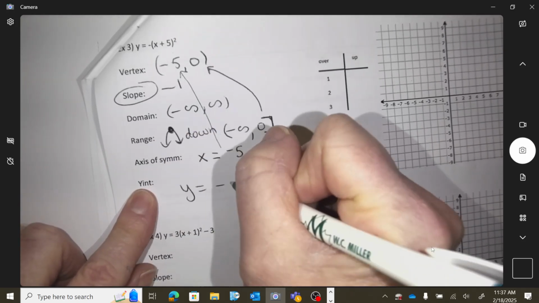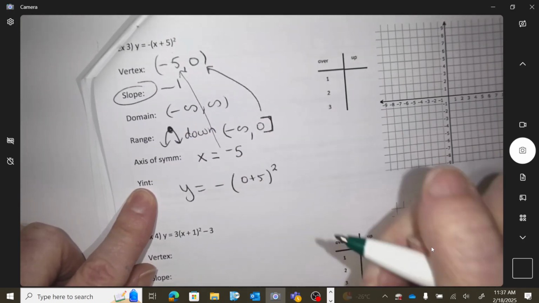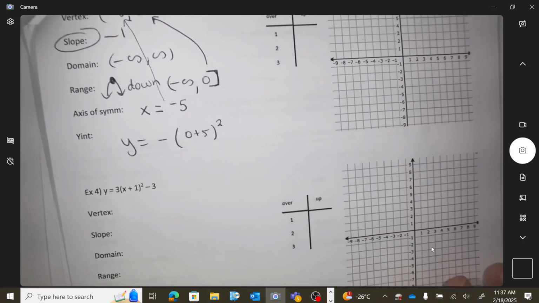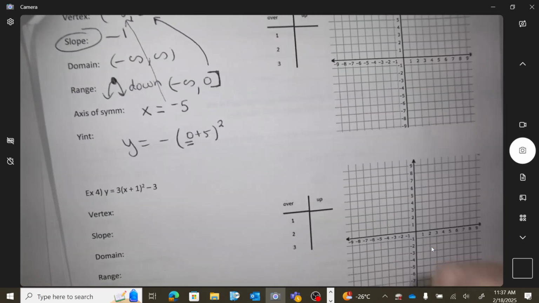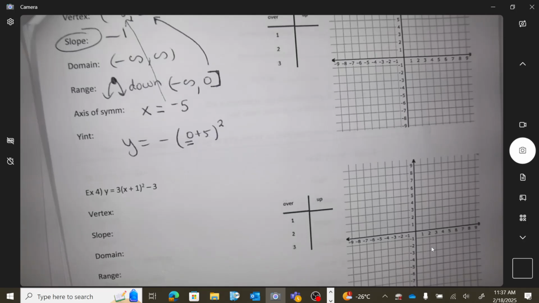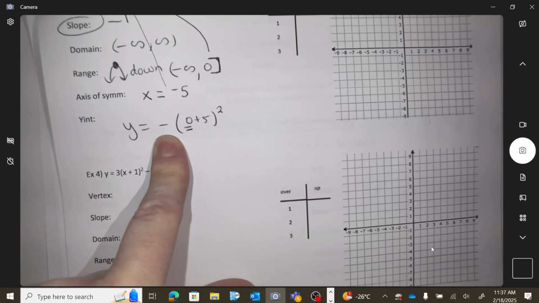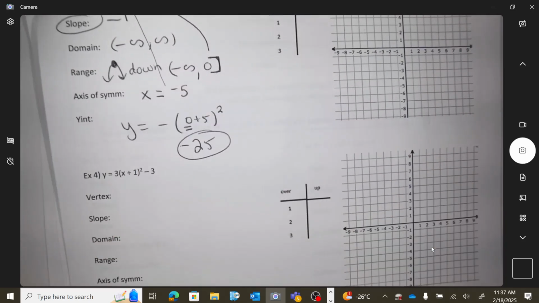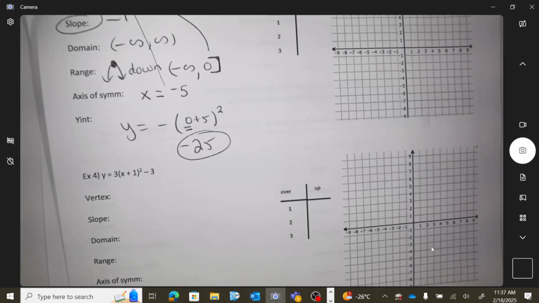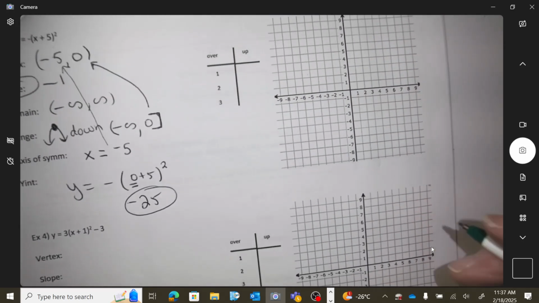Y-intercept, so what did I do? I made x 0, and then I'm going to BEDMAS it. 0 plus 5 is 5. 5 squared is 25. 25 times -1 after makes -25. Okay, so I wanted to practice without the graph to see if you could think of those things without your visual. Okay, so now let's put the visual here.